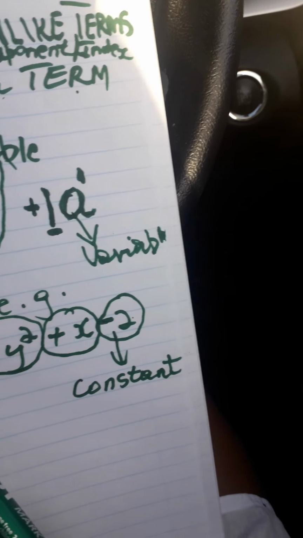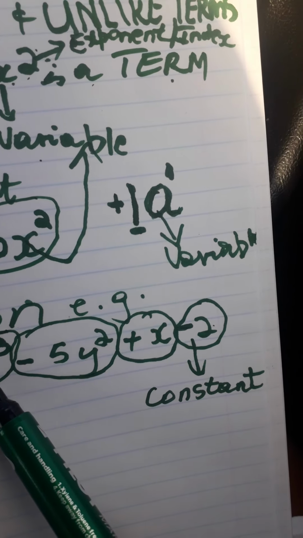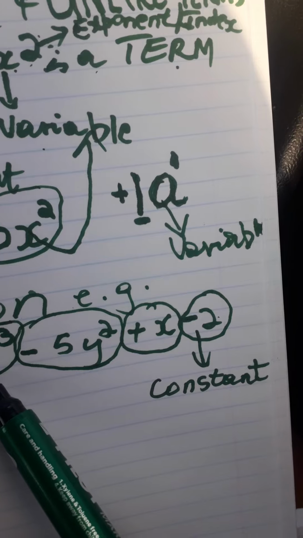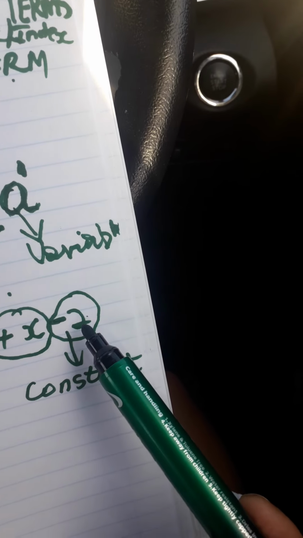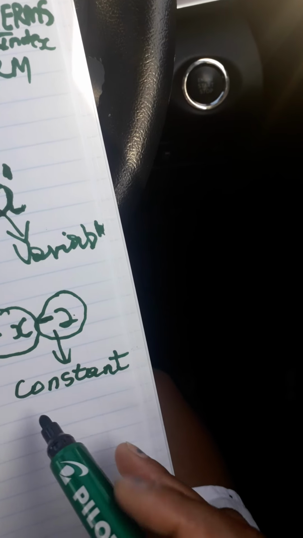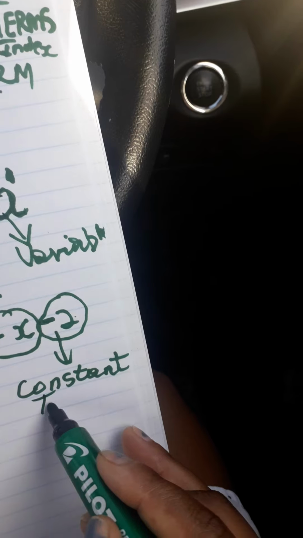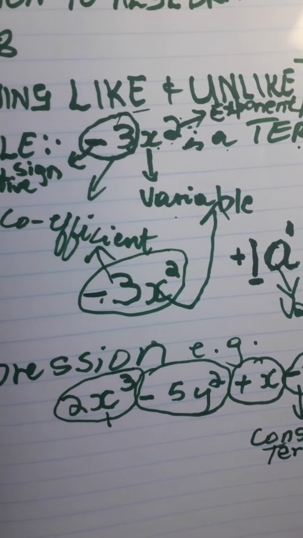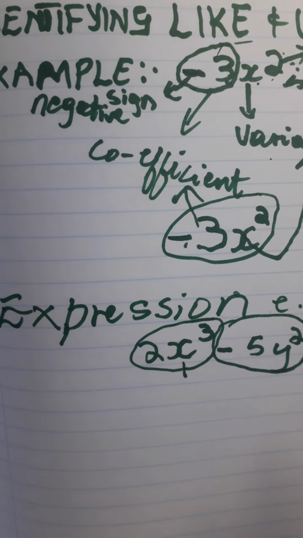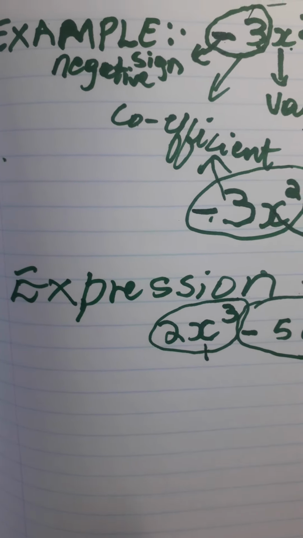So if you can see, all other terms have variables. The variable here is x, the variable here is y, and the variable here is x, but there is no variable here. So we call this a constant term. This is called a constant term. All right, let's move on to our topic now.